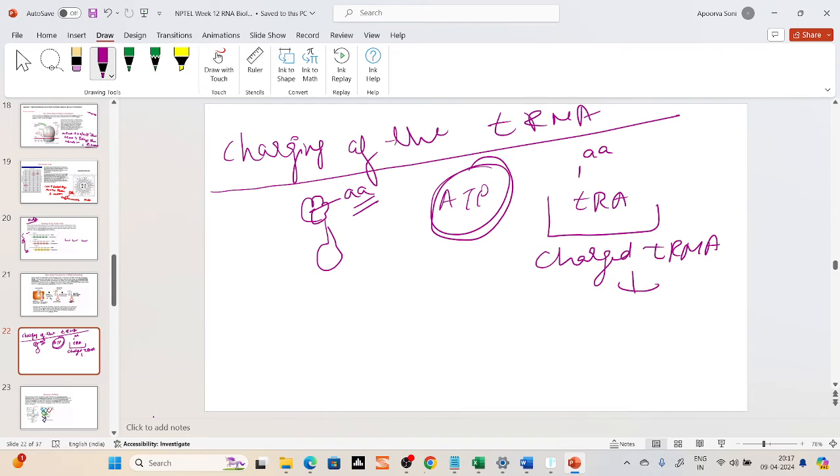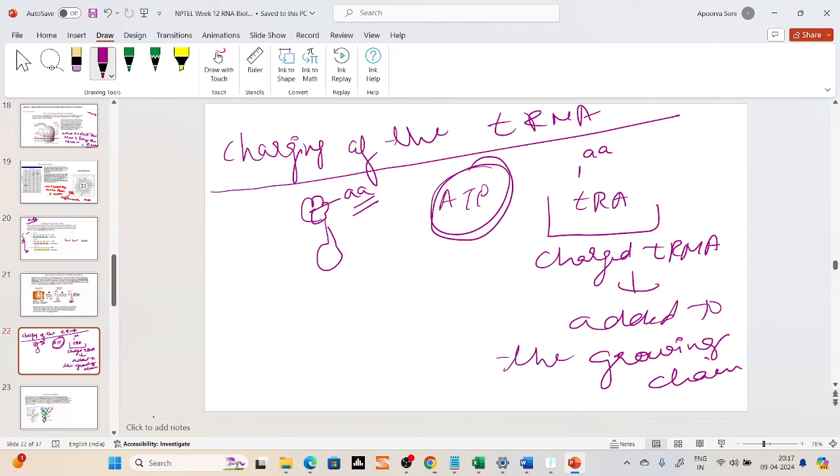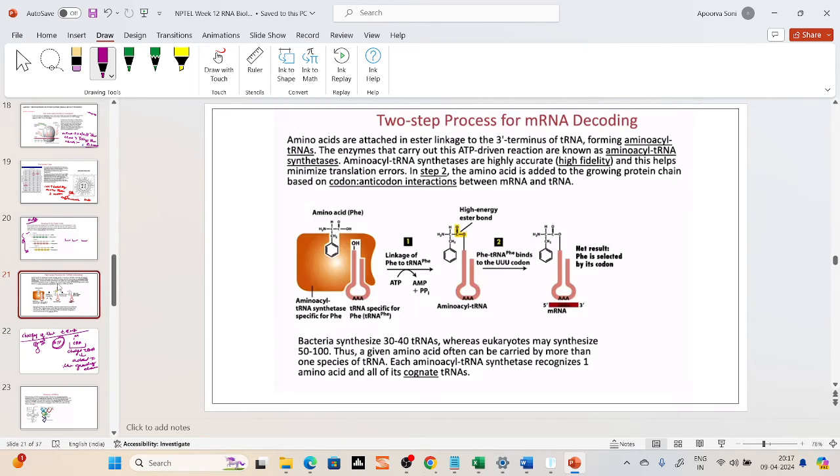And this charged tRNA is added to the growing chain. That is what is written over here. Amino acids are attached in ester linkage to the 3' end of the tRNA, forming aminoacyl tRNA. The enzymes that carry out this ATP-driven reaction are known as aminoacyl tRNA synthetase.